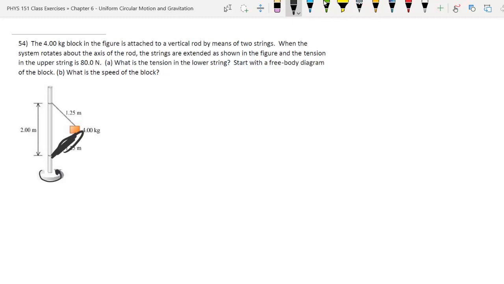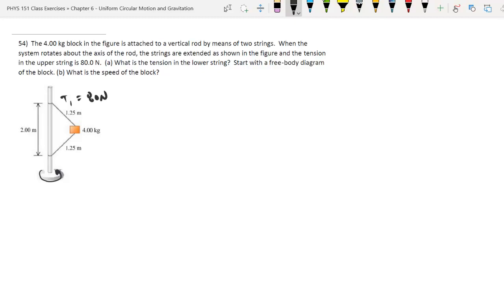lower string right here. We're given some information, the mass of it, obviously some dimensions in this figure. We're also told that the tension in the upper string, this one up here, which I'm going to call T1, is 80 newtons, right? So T1 is 80 newtons. Okay. And we want to know, let's start with the tension in the lower string.